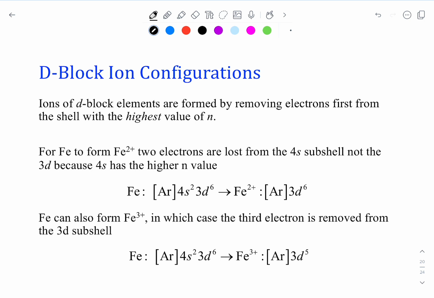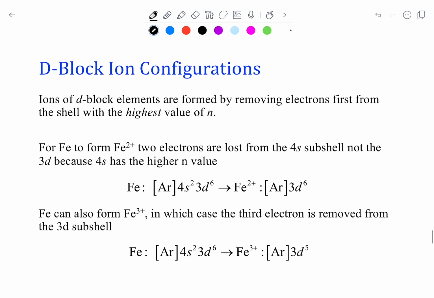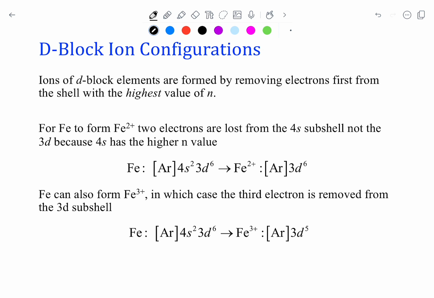Now, I want to make a very important comment about the d block ion configurations, because this is where I typically see students get confused or get these specific electron configurations wrong. The ions of d block elements are formed by removing electrons first from the shell of the highest n value.